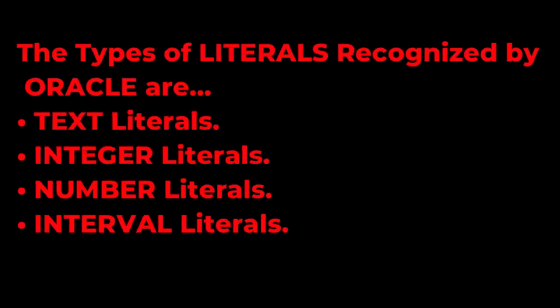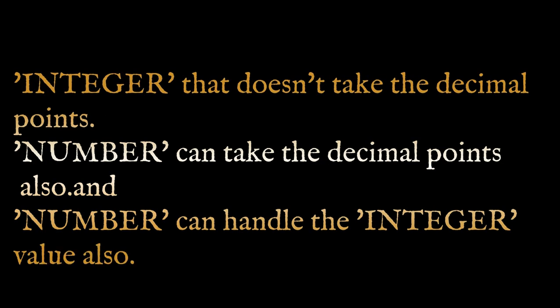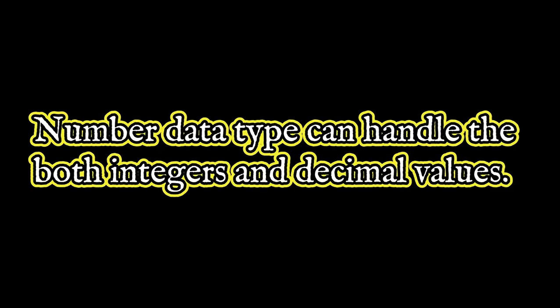The types of literals recognized by Oracle are text literal, integer literal, number literal, and interval literals. The integer and number literals are used for numeric values. The difference is that an integer doesn't take decimal points. A number can take decimal points and can also handle integer values. Unfortunately, we don't have an integer in our data types. We are using only the number data type, which can handle both integers and decimal values.